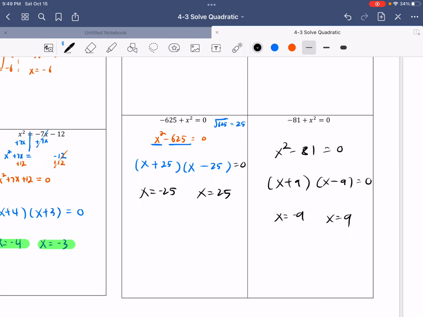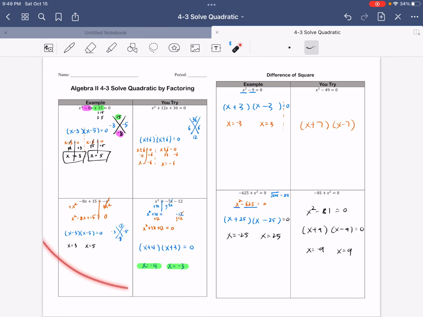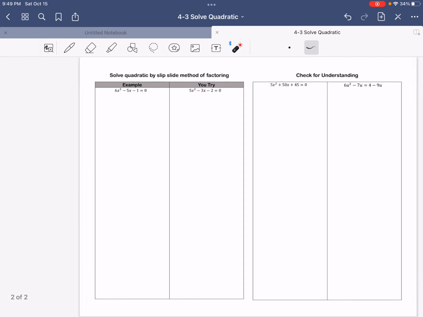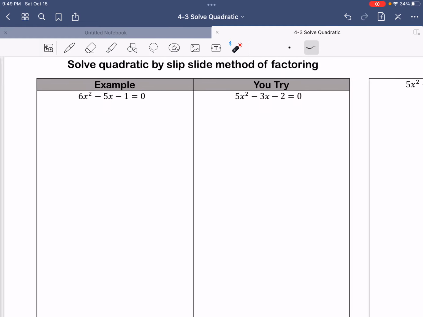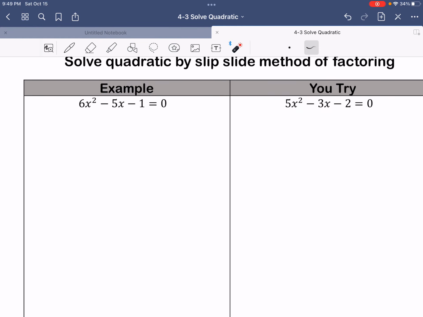Okay? Alright, so we got the easy part done. So now we have to do this. It's the same thing as last time. Just this one you have to do slip and slide, right? So it's very simple. Just like last time, step number 1. You move the first number to the last number and then multiply. So you get x squared minus 5x minus 6.